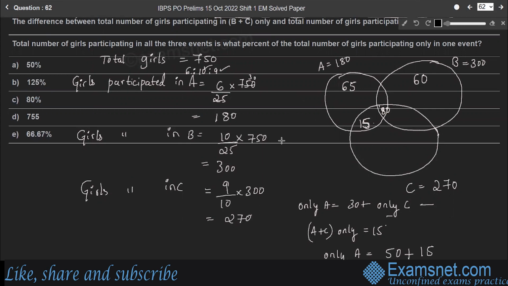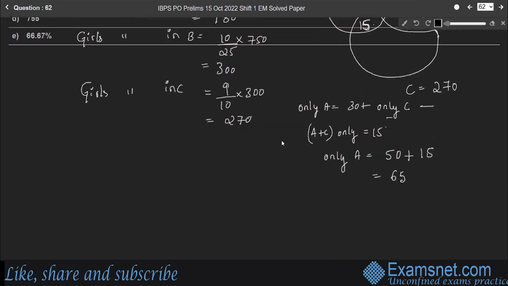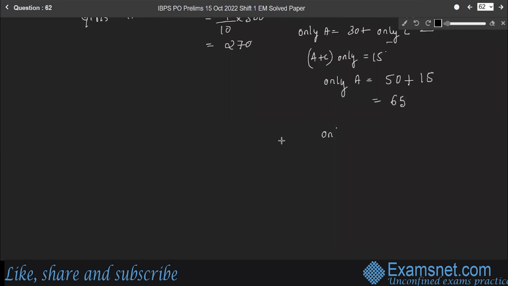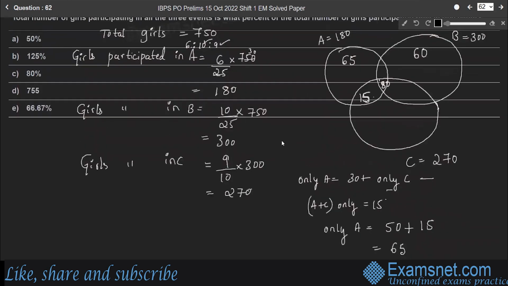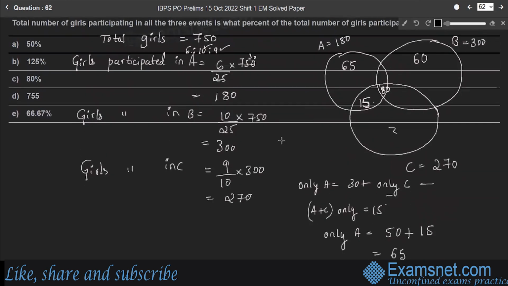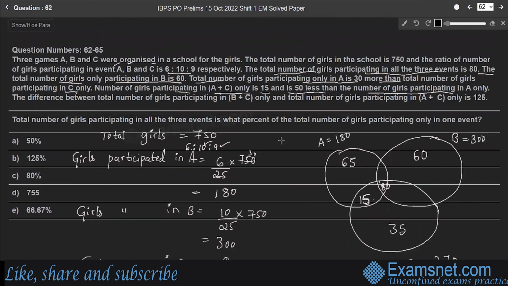So therefore, this relation becomes only A girls 30 plus only C. Therefore, girls participated in only C are girls participated in only A minus 30. Therefore, 65 minus 30, which is 35. Therefore, girls participated in only C are 35. Right? And the next part.